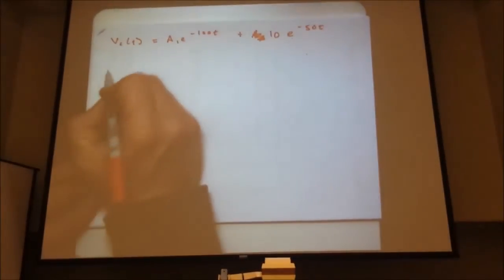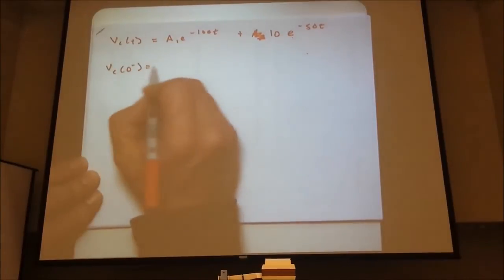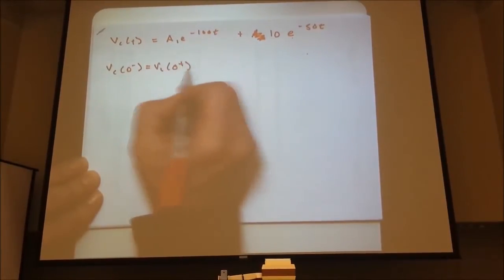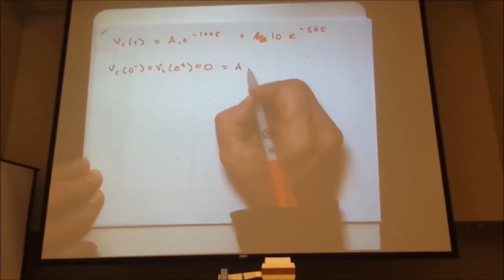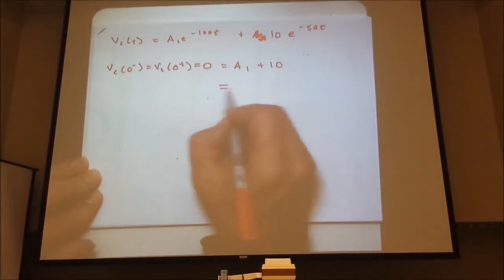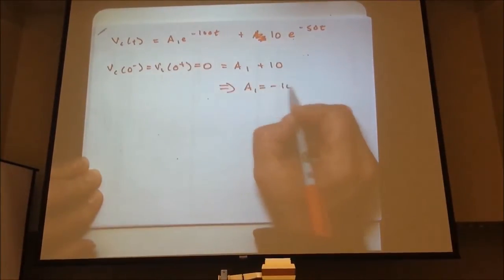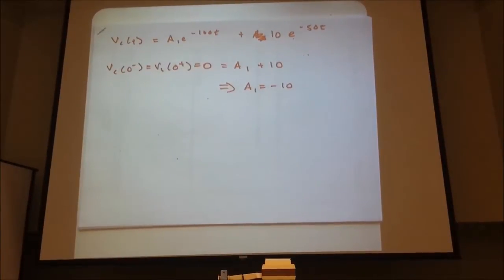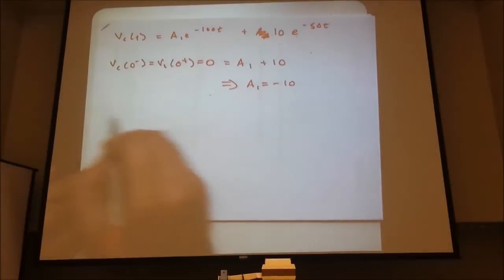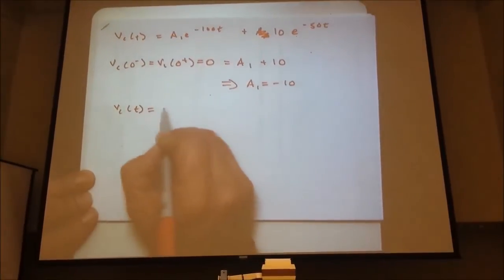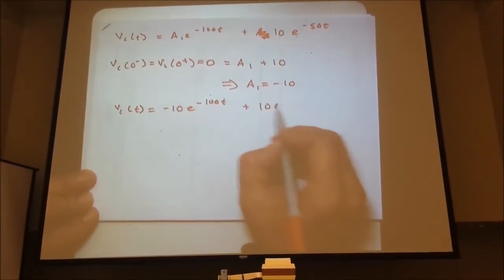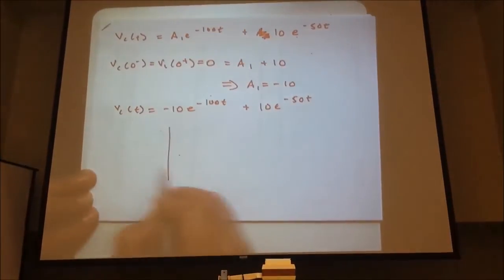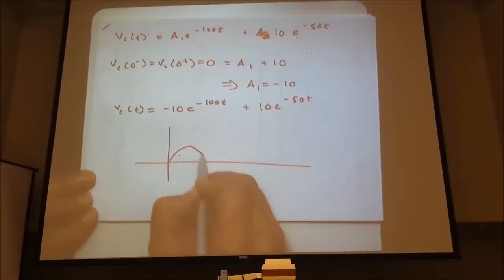And so how do we get the final answer? Well, VC 0 minus equals VC 0 plus, which was 0. And that winds up being A1 plus 10, implying A1 equals minus 10. And there's our full solution. VC of t equals minus 10 e to the minus 100t plus 10 e to the minus 50t. And that, with some gross exaggeration, looks like that.